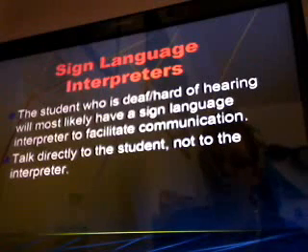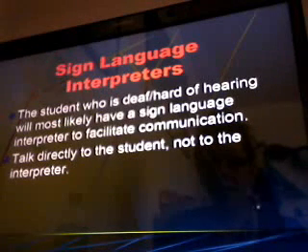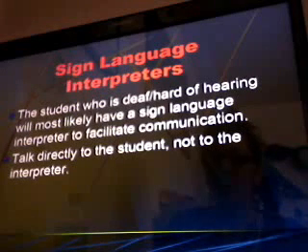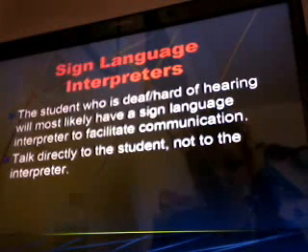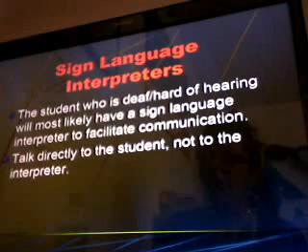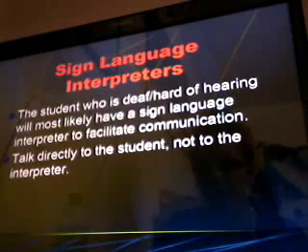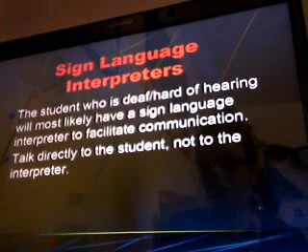If you have a student who is deaf or hard of hearing, you will most likely have to have a sign language interpreter to facilitate communication with them. And when you do this, you need to talk directly to the student, not ask the interpreter if Billy can do this or that. You talk directly to the student.